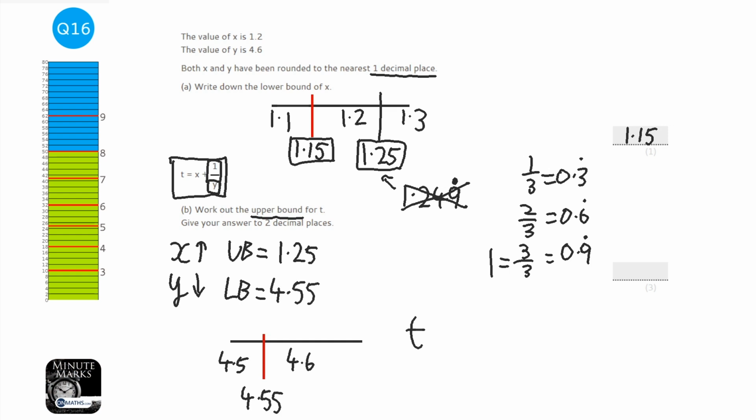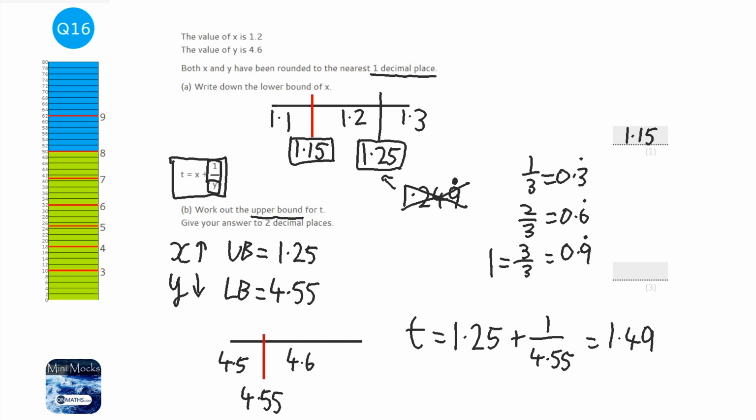So to find the upper bound of t, we need to do 1.25 plus 1 over 4.55. So let's just do that on the calculator. 1.25 plus fraction button 1 over 4.55, and I get the answer 1.46978 and so on. It says it wants it to two decimal places, so it's going to be 1.47, because that 9 would round that 6 up.